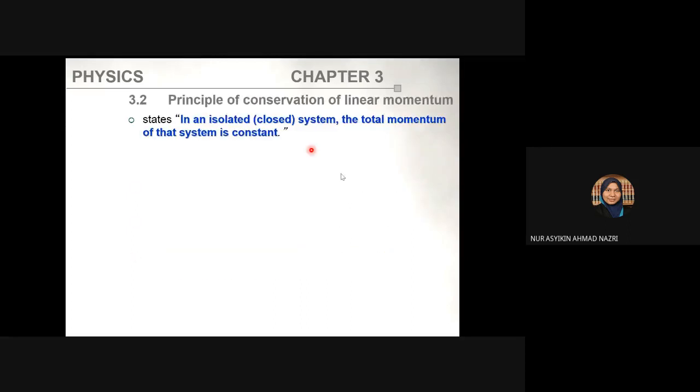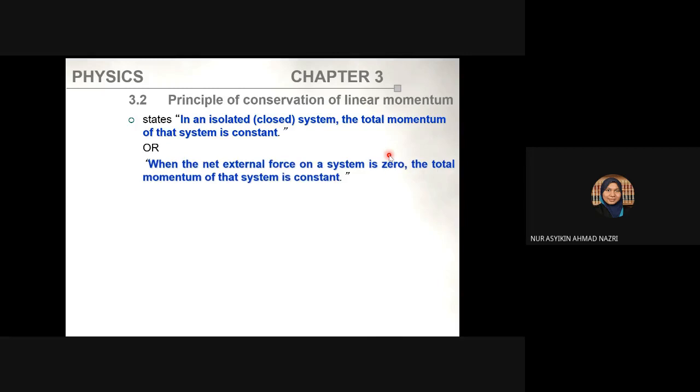Okay. So the principle is principle of conservation of linear momentum. Alright, so before this we have learned about conservation of energy. Okay, but today we're going to learn about principle of conservation of linear momentum. So what's the condition ataupun dia punya syarat to allow you to use this principle of conservation of linear momentum? Then we're going to see this.